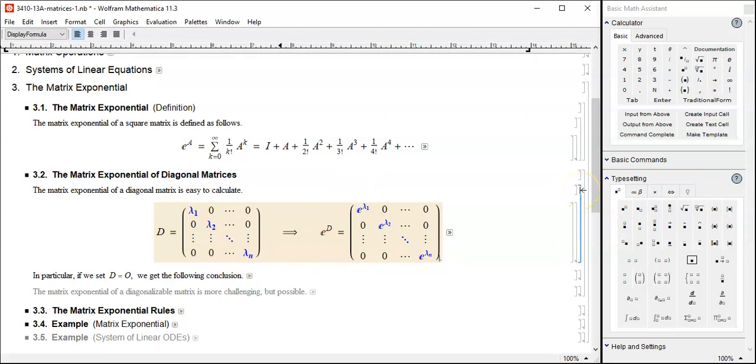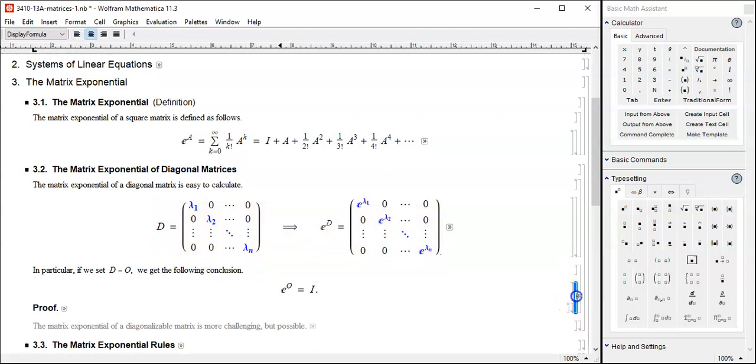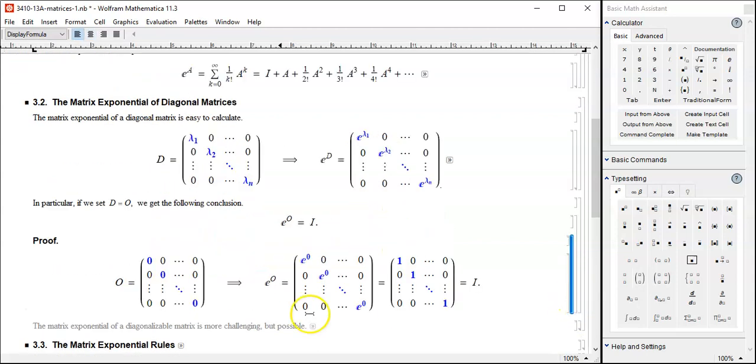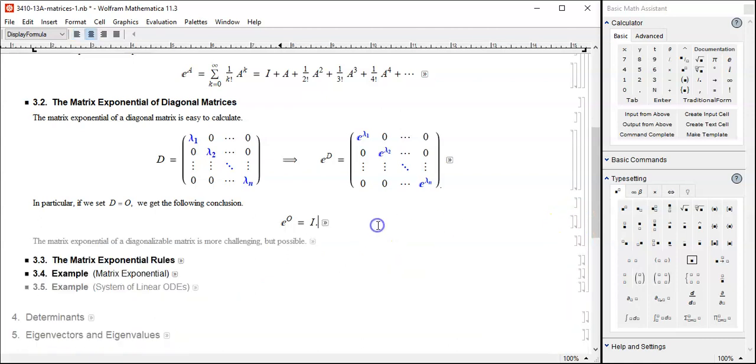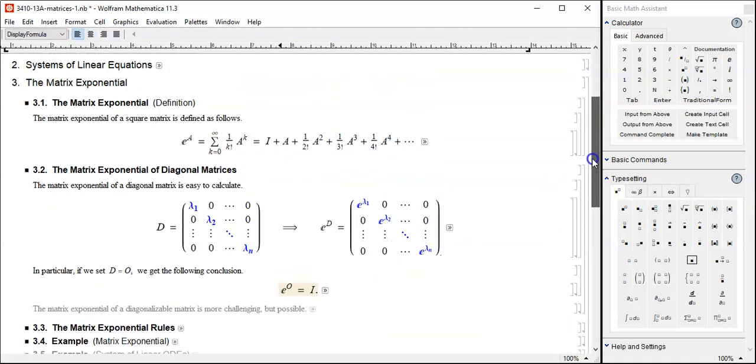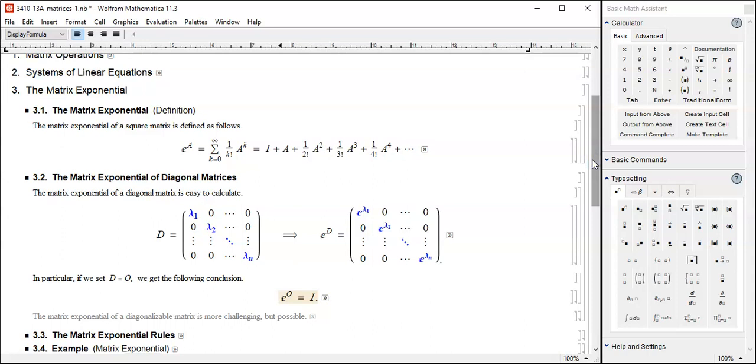Special case, when D is equal to the 0 matrix, in that case, diagonal entry is all 0, so we have e to the 0 power all the way, and they're all 1s. Conclusion, e to the 0 power is equal to 1, or in the matrix version, e to the 0 matrix is equal to 1 matrix, the identity matrix.